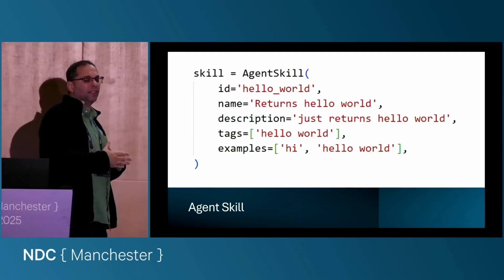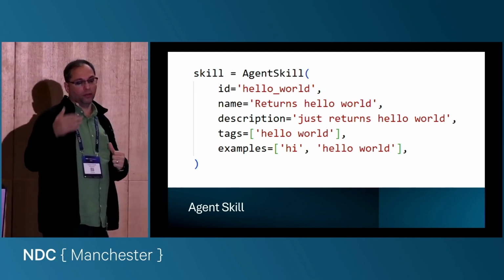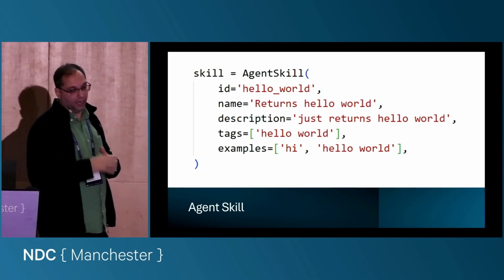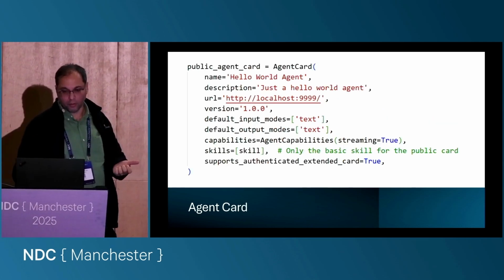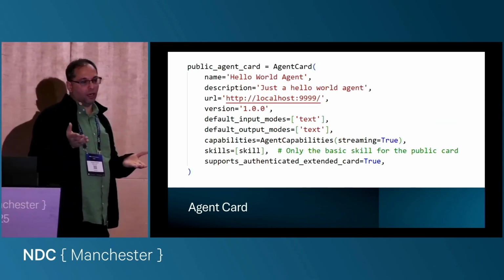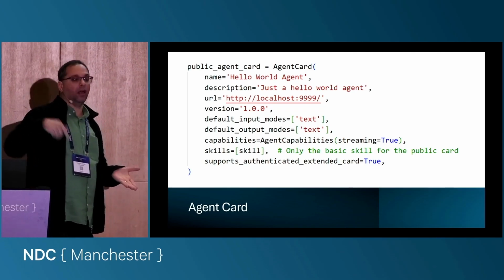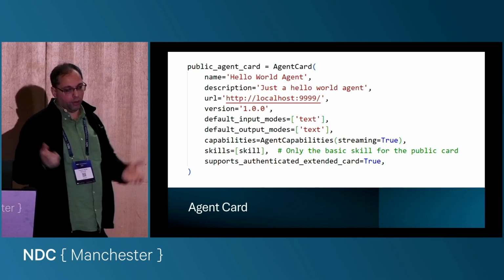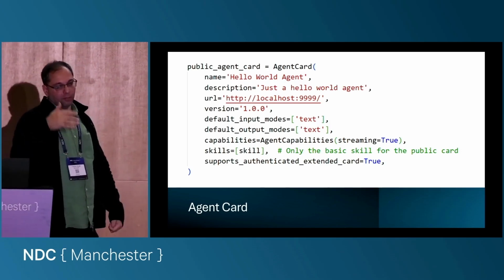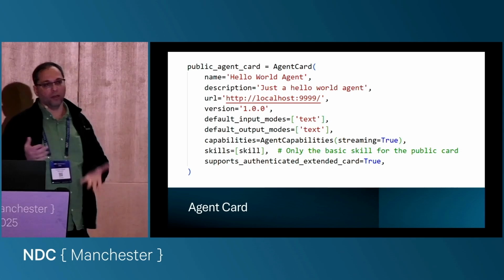There's also an agent skill that you have to provide. Like, what are the skills of the agent? Hello world, it returns hello world. Examples: hi, hello world. Those are the things that you want to provide for it. And then the agent card: the skills was one thing, what can I do possibly? And then there's also the agent card. How do you actually reach me, basically? Here's my port, and here's my skills. Here's my authentication that you might want to add to it. These are all basically part of the agent card.